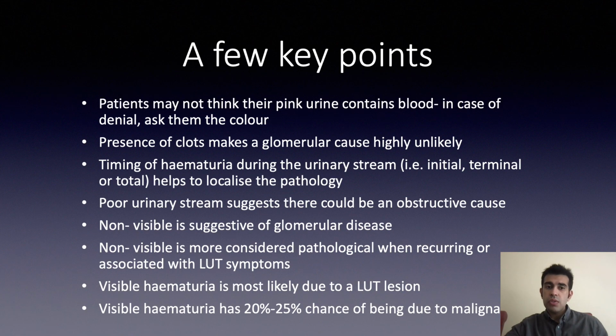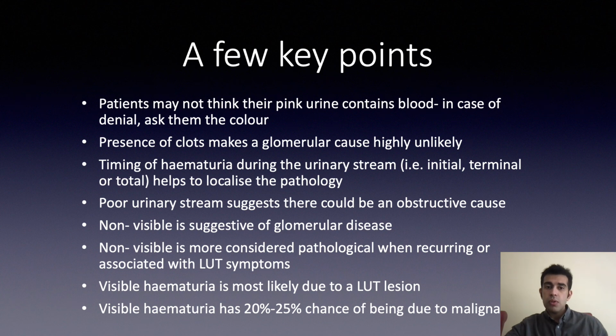So when taking the history, I think it's just important to take a few key points from it as well. Now, the patient themselves may actually deny that they ever had hematuria, and this is the first time it's really obvious that they've got hematuria. They might think that it's just a pink urine, and that's all it is. If they are in denial about the case, then ask them specifically what is the colour, and usually patients will tell you whatever the colour is.